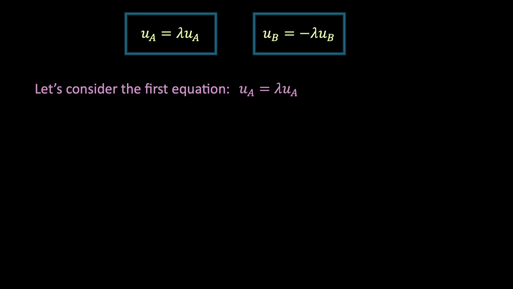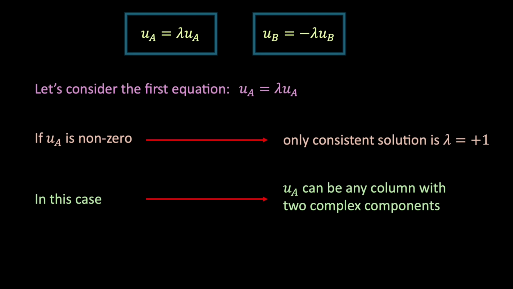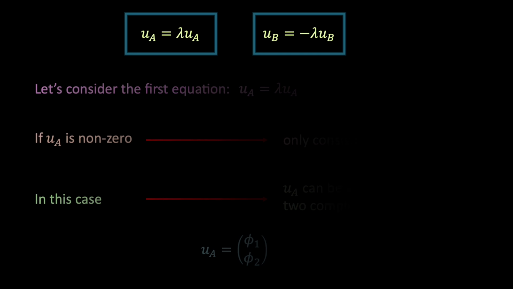Let's now consider the first equation, UA equals lambda UA. We immediately see that if UA is non-zero, then the only consistent solution is lambda equals plus 1. And in this case, UA can be any column with two complex components. For example, we can write UA as the column phi1, phi2.